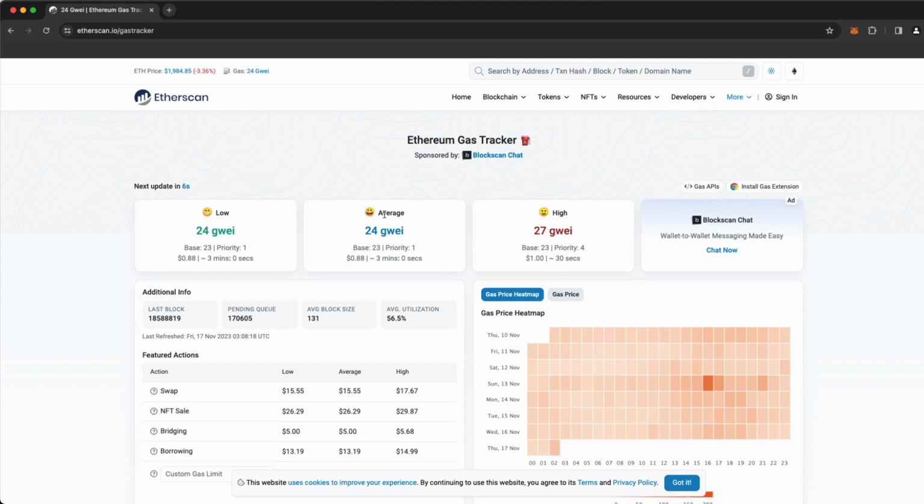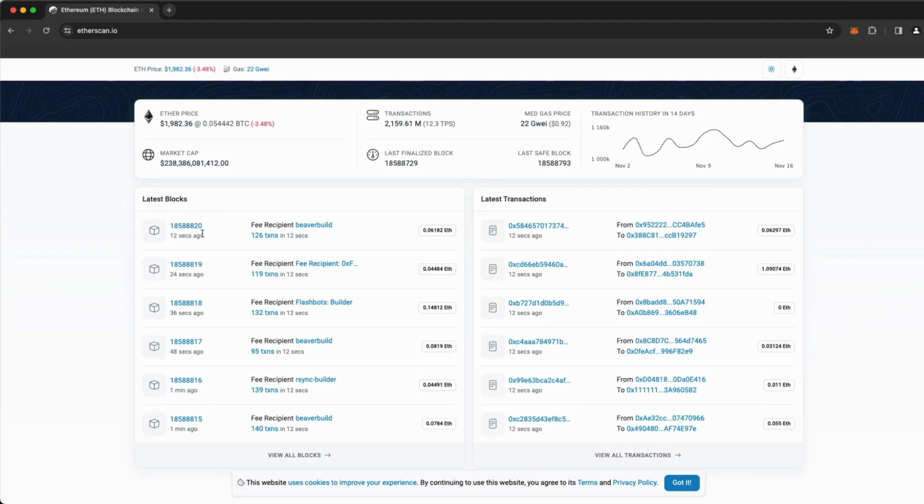It'll be cheaper. Now, the reason gas is important is that it's how we're basically paying the miners, the people that are helping run the blockchain and keep it moving. As you can see, blocks are being settled. And on the Ethereum network, the blocks can be settled anywhere between like 12 and 15 seconds.